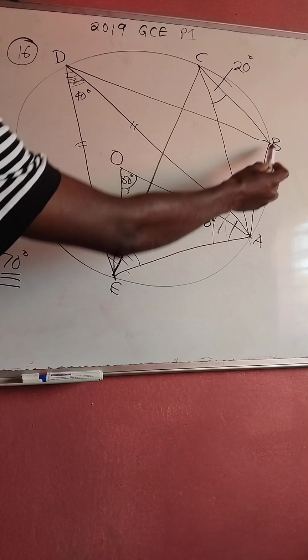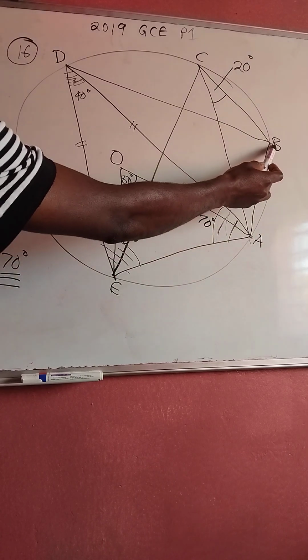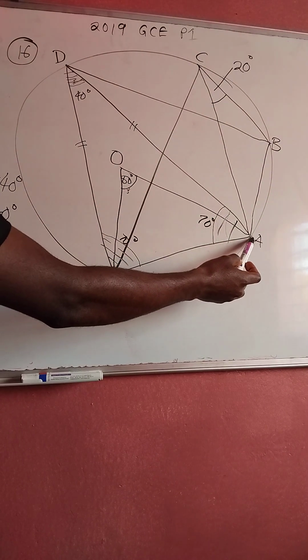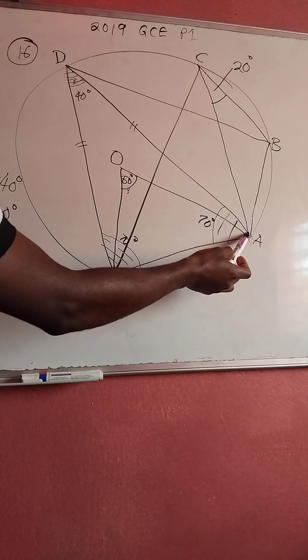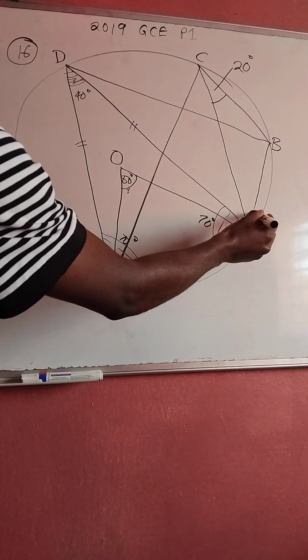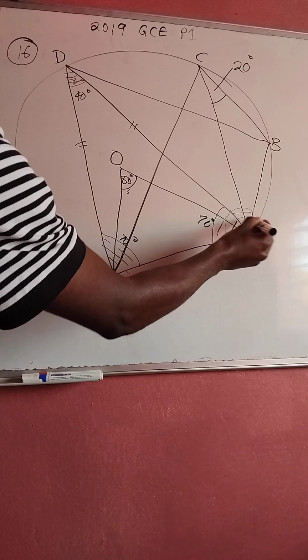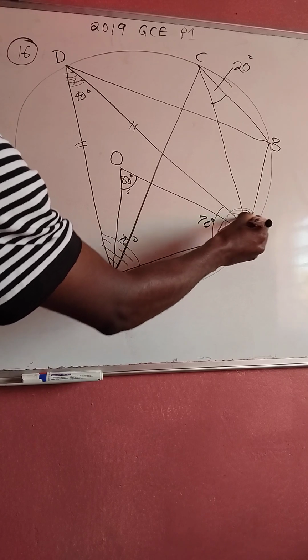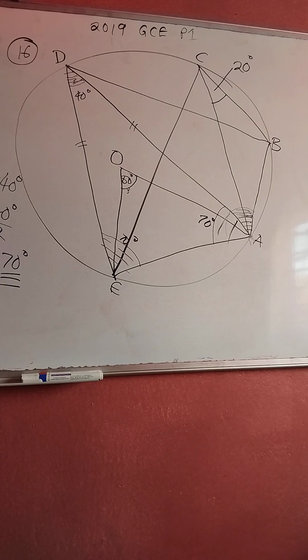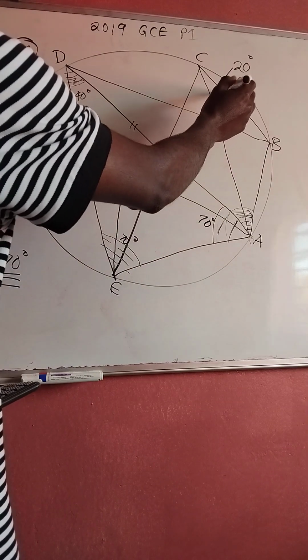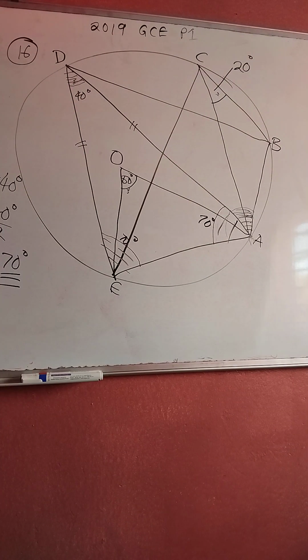So BA, the line that takes you to A is this one, and the line that takes you to D is this one. So BAD is the angle here. This is what we want to find. Remember we have a 20 here, so we can use that.